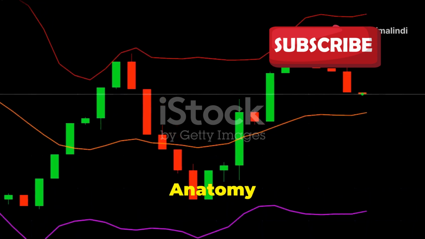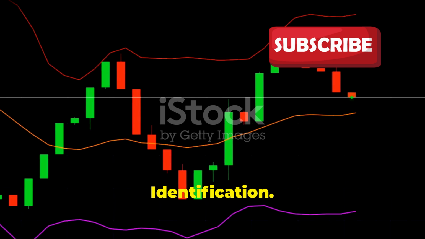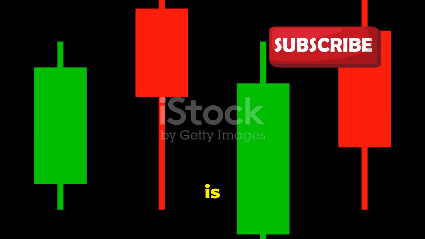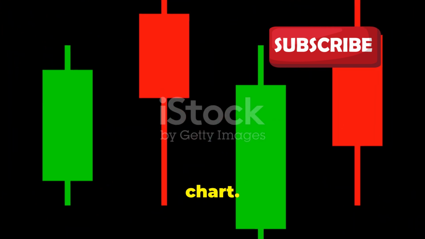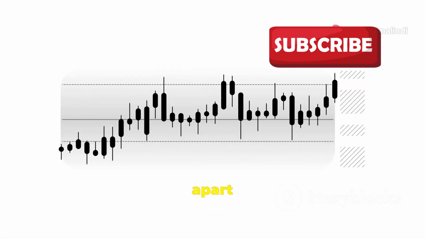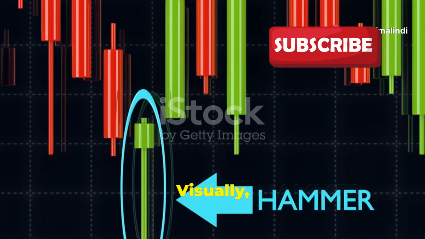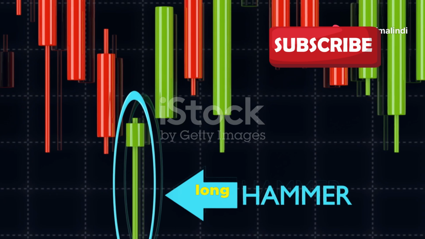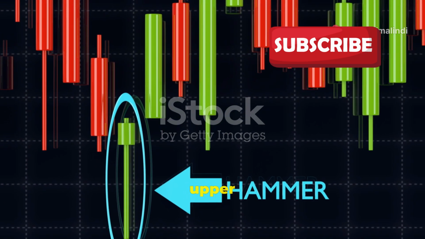Let's delve into the anatomy of a hammer visual identification. The hammer candlestick pattern is easily recognizable on a price chart. Its unique structure sets it apart from other patterns. Visually, the hammer has a small body, a long lower shadow, and little to no upper shadow.